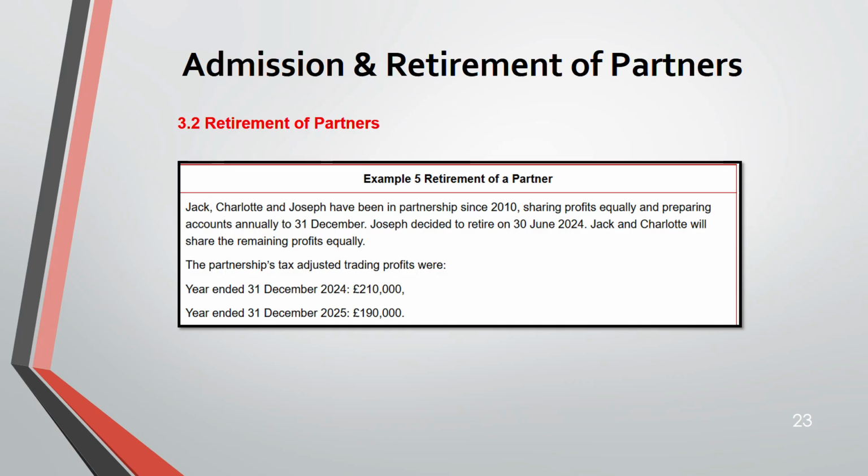Let us do example 5, where there are 3 partners sharing profits equally, preparing accounts to 31st December. Joseph decides to retire on 30th June. Jack and Kel will share remaining profits equally. So here the tax adjusted profit for 31st December 2024 and 25, 210 and 190. So now we'll see this.